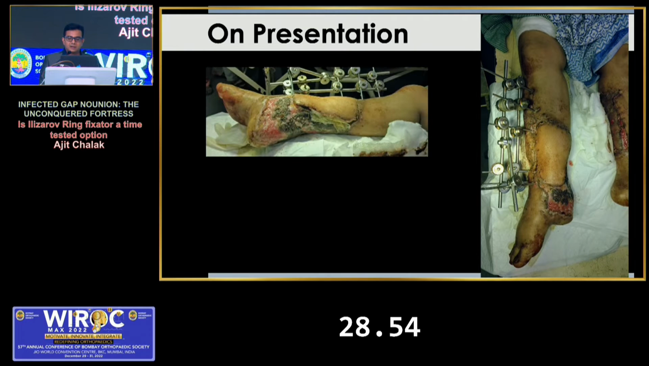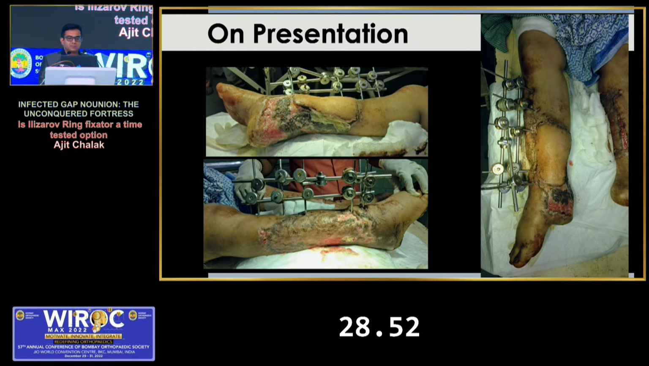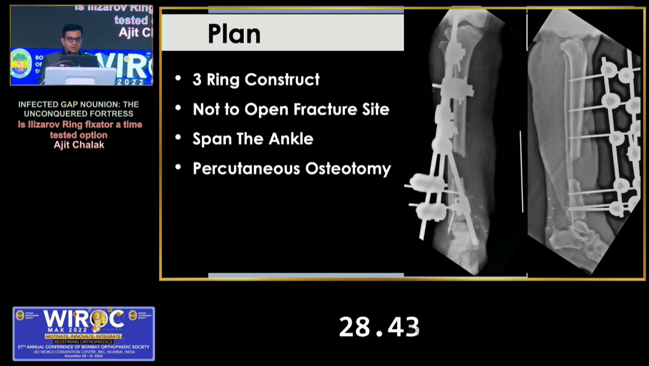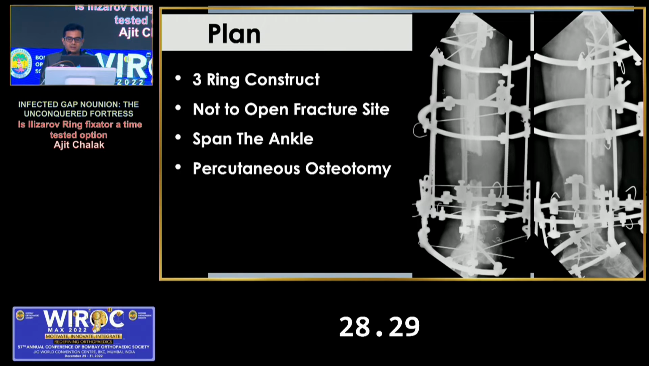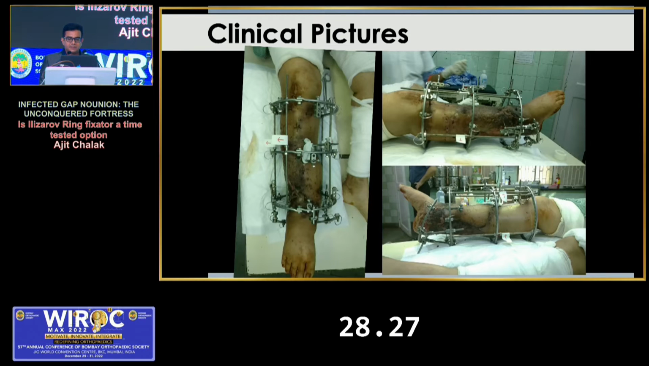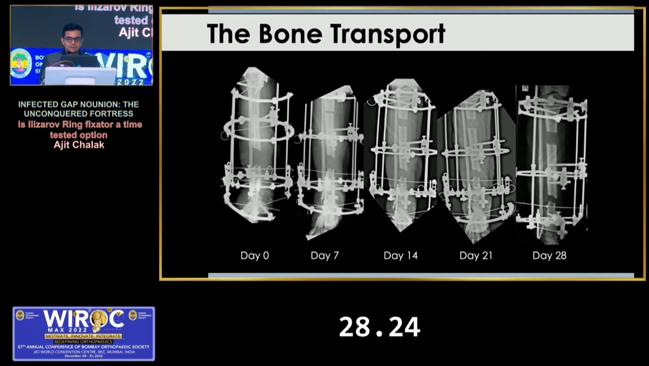And these are her clinical pictures about 2 months after the separation of the flap. Still the wounds are not very well healed, as you can see. So we planned Ilizarov for her, a 3-ring construct, not to open the fracture site, span the ankle and do a percutaneous tibial osteotomy for the bone transport. These are her X-rays, clinical pictures, and these are the serial bone transport X-rays.